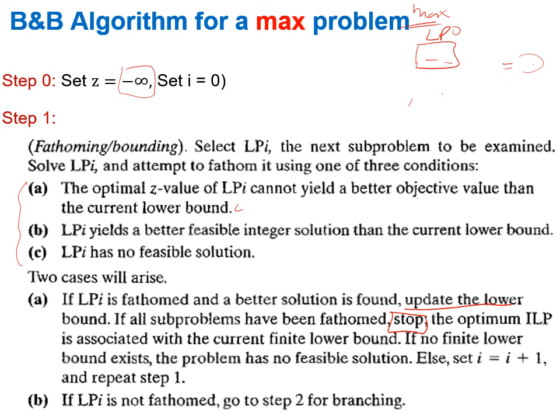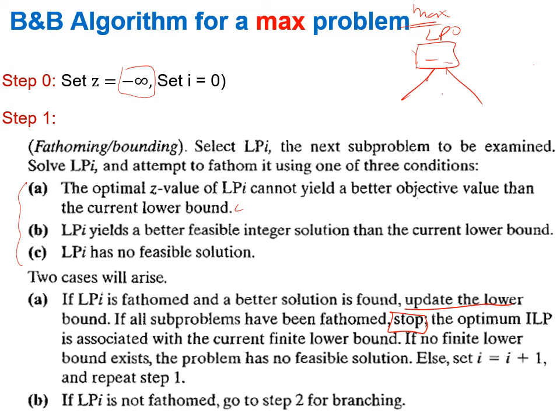Okay. The other case: if you fathom this node, then you look for other open nodes. If there are no other open nodes, then you stop. But if there is at least one open node which you haven't considered yet, you need to move to that one, solve that LP and continue. Otherwise, if you cannot fathom this LP, now I need to branch it. If I cannot fathom it, I have to branch it.